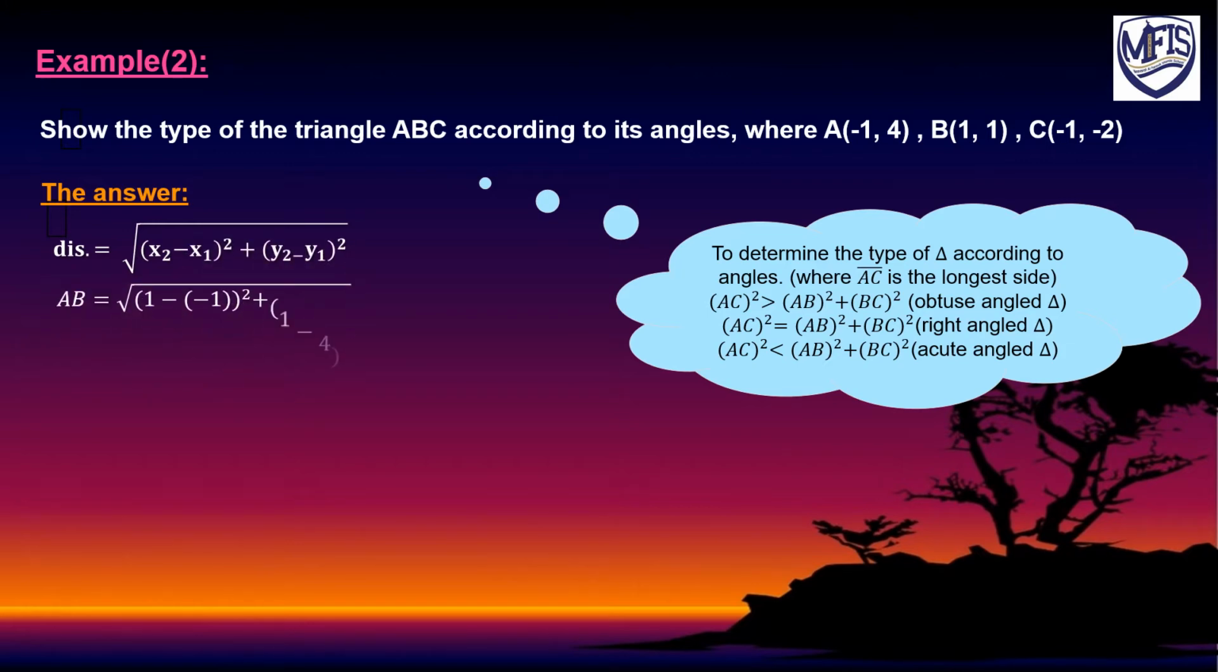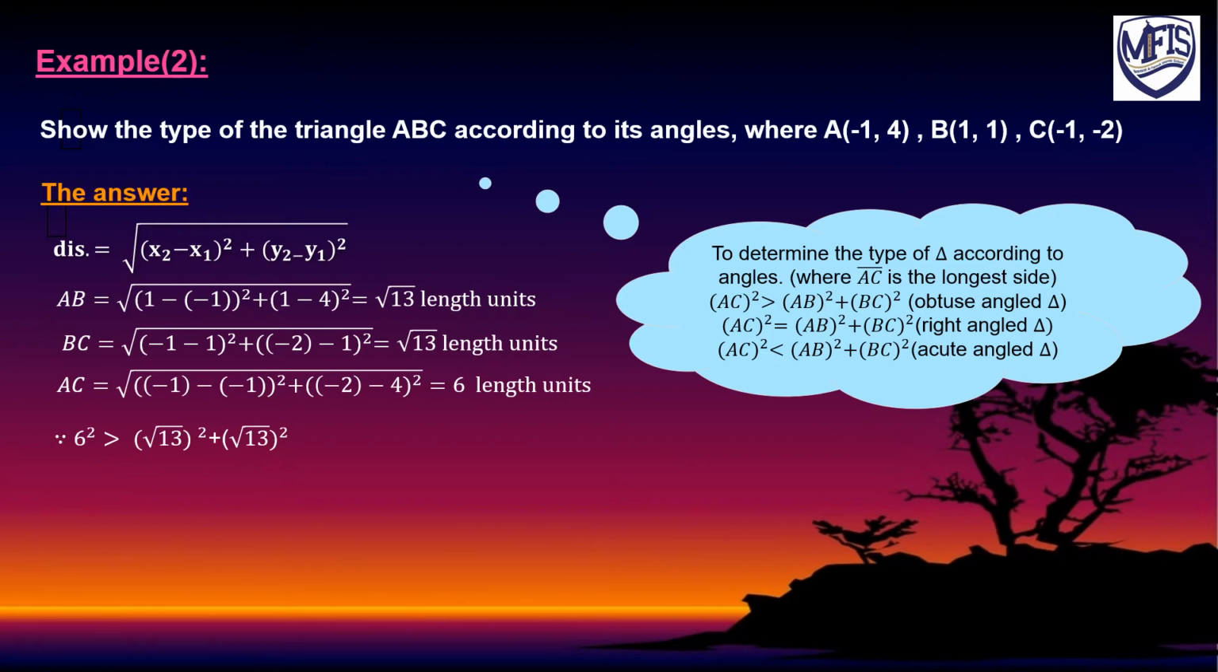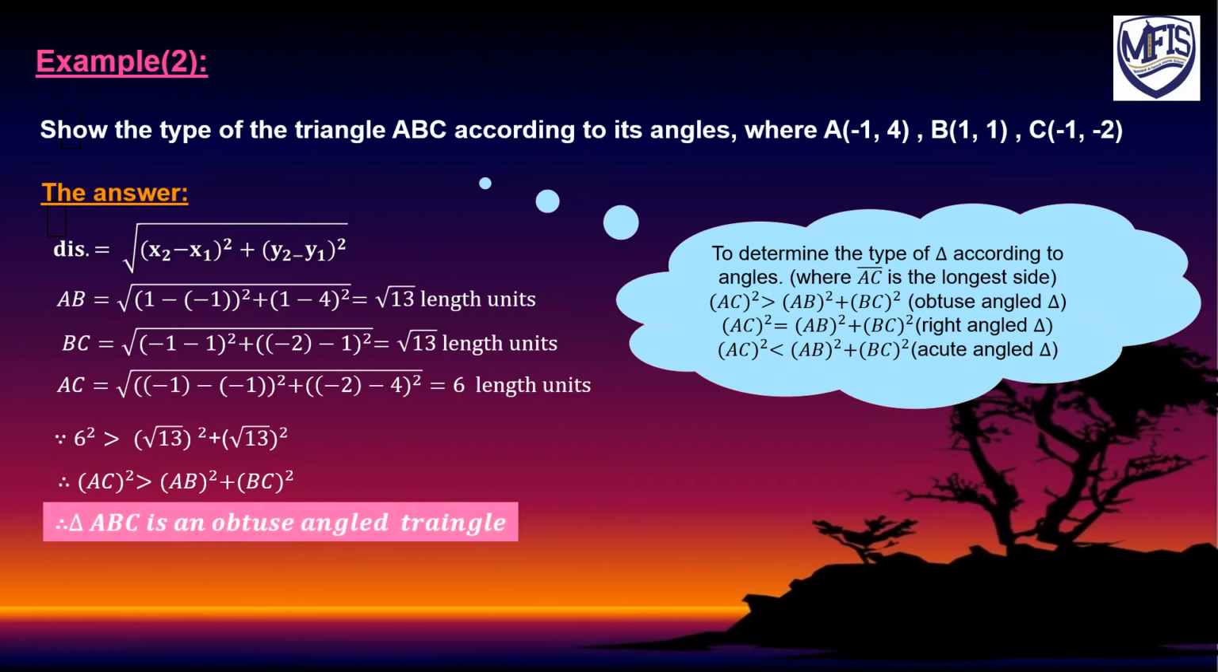Now, I will write the rule. Then I will find the length of AB. AB equals root 13 length units. BC equals square root of 13 length units. And AC is 6 length units. Now, I will compare between the longest side square, and the sum of the other sides.